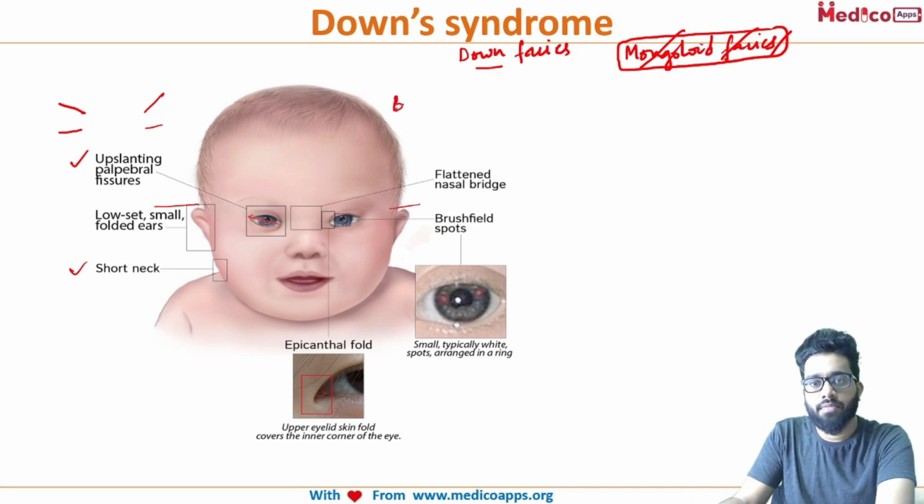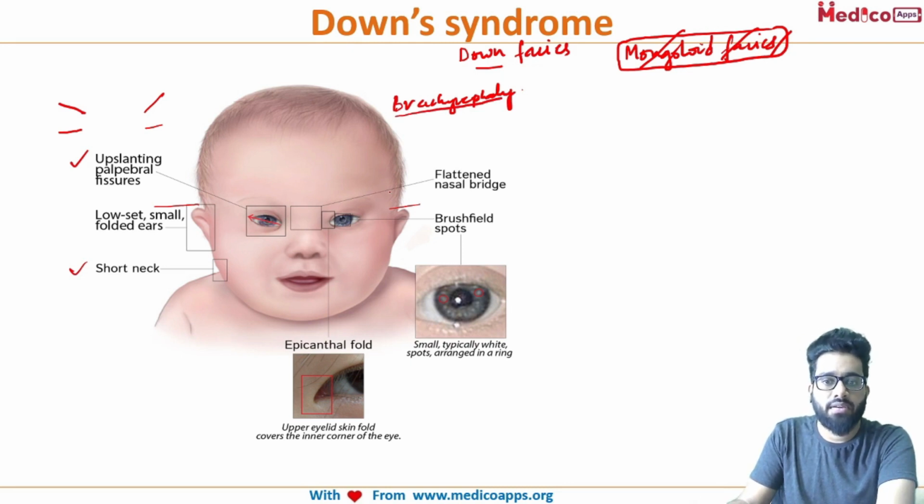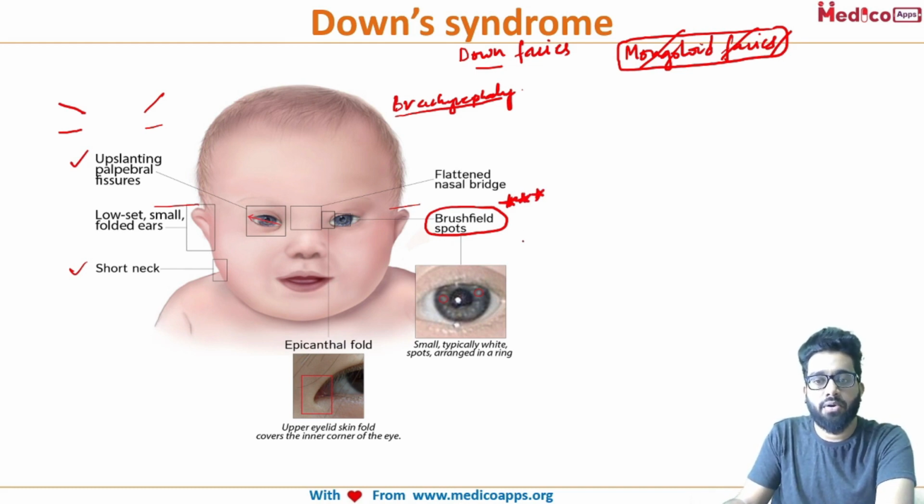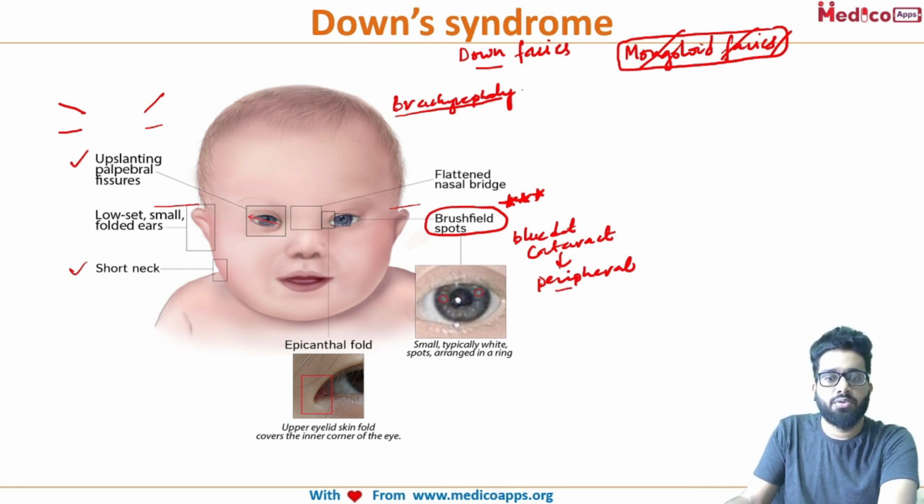You also have brachycephaly. Okay, you have a flat skull on the posterior side. Apart from that, you also can have microcephaly, and there's a specific manifestation in the eyes which is called Brushfield spots. They have whitish spots on the iris. So this is very often asked in your exam. Okay, and Down syndrome patients can also end up having blue dot cataracts. These cataracts are basically peripheral, so usually they do not interfere with the vision. So remember these two manifestations in the eye.